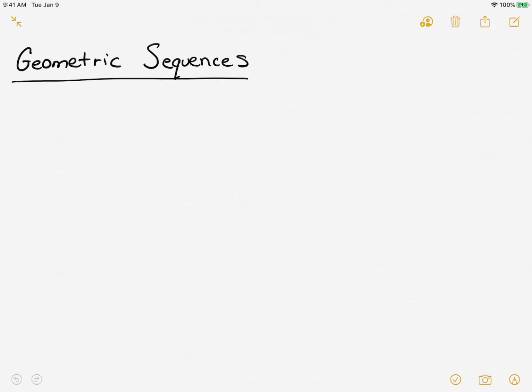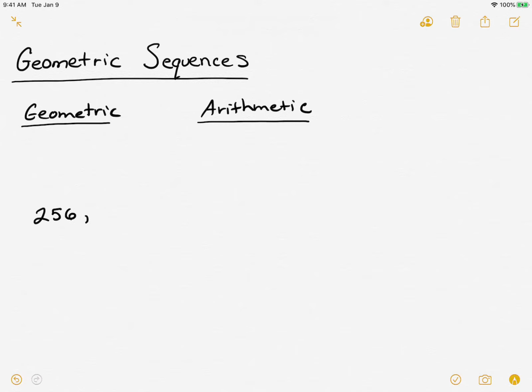So we're going to talk about geometric sequences. And there are two types of sequences that you need to be familiar with. One of them is geometric, and the other is arithmetic. I think the easiest way to explain what these are is to give you an example. A sequence is just a list of numbers. There's a sequence of numbers: 256, 128, 64, 32.